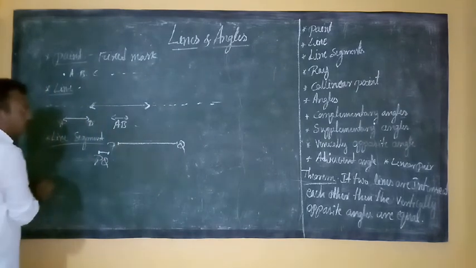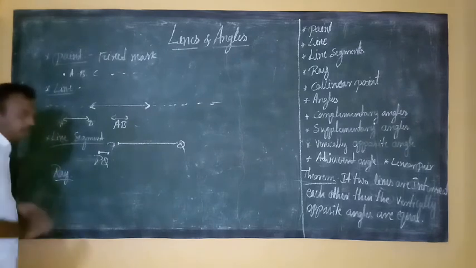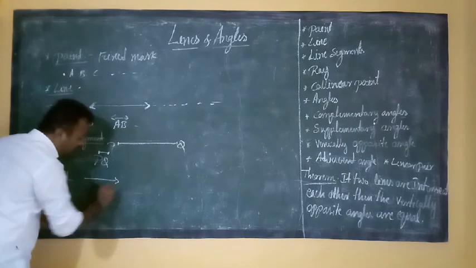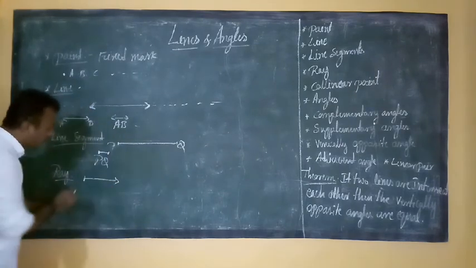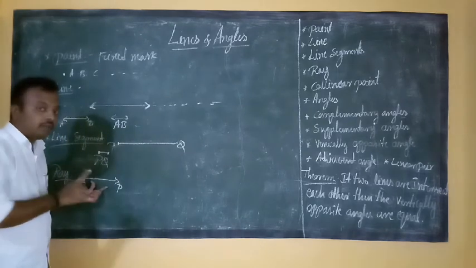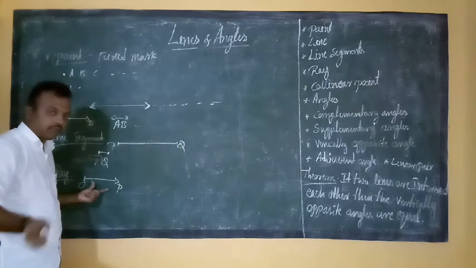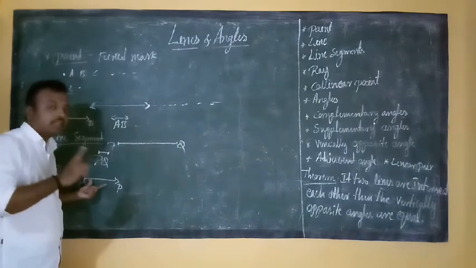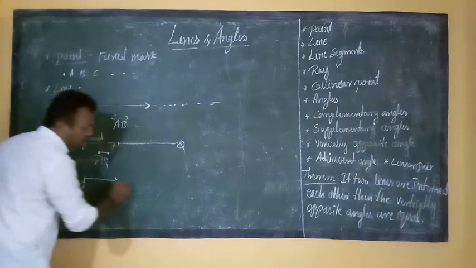And then after line segment, ray. What do you mean about ray? Ray means it is also a part of a line. It has one endpoint and one endless. It has only one endpoint, that is called as ray. See there, there is no any definite length. There is no any breadth and thickness, and it cannot be measured easily. So that's why we can call it as ray.